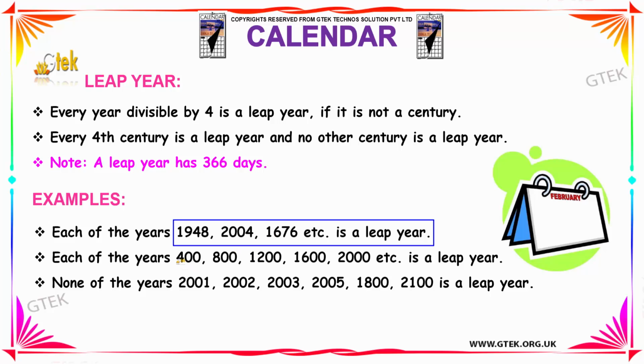In case of centuries, if you see, every 4th century is a leap year. That is, every century which is a multiple of 4 will be a leap year: 400, 800, 1200, 1600 and 2000. These are the leap years among the centuries. None of the years 2001, 2002, 2003, 2005, 1800 and 2100 will be a leap year because they are not divisible by 4.